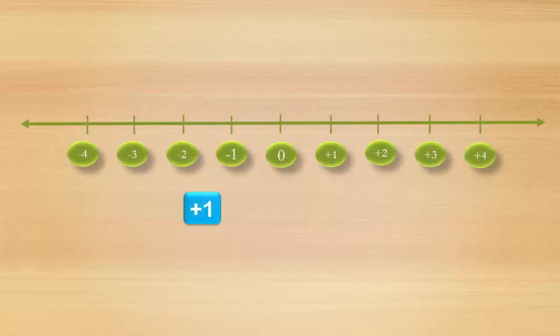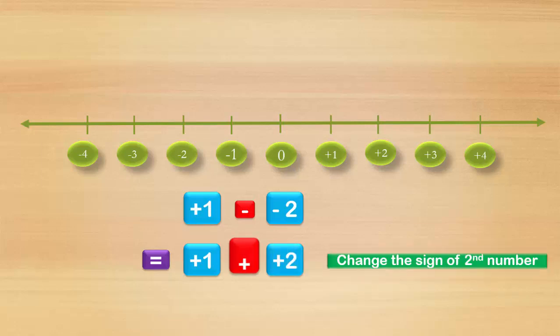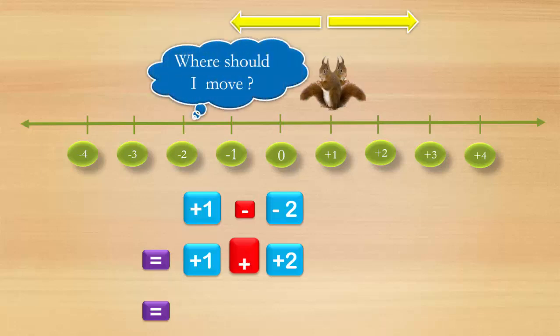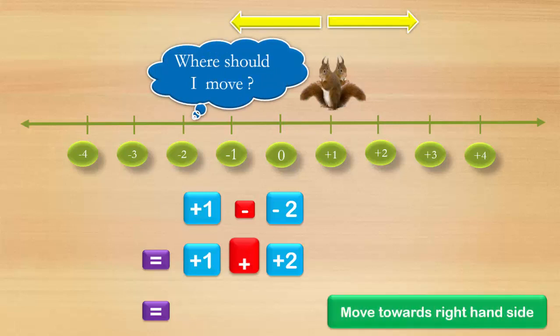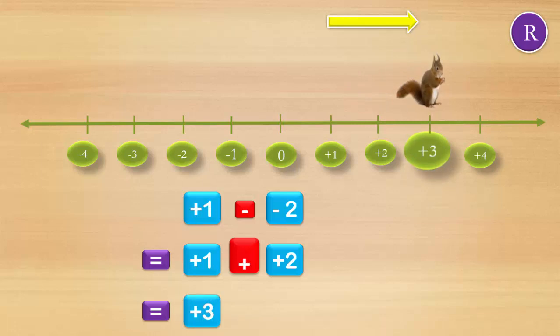Let's take a new example. Positive 1 minus negative 2. This is the given example. It is equal to positive 1 as it is. Change the sign to plus. Then change the sign of the second number, that is positive 2. The squirrel is on positive 1. Directions, questions, where should I move? As per the rule, move toward the right hand side of the number line. So two places, 1, 2, finish. Positive 3 is the answer.